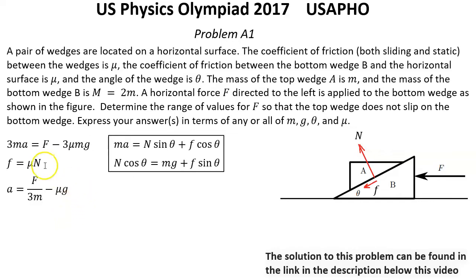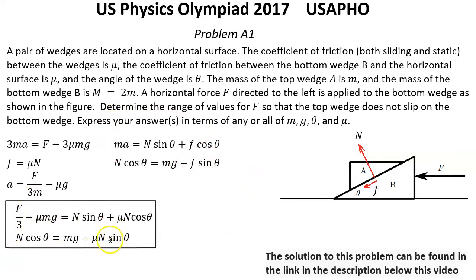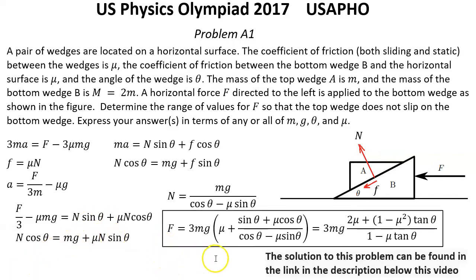Now we can put these expressions into our equations for motion of this top wedge, and we have these 2 equations. From the second equation we can express normal force, which is equal to this expression. And now we can insert this expression here and finally find the maximum possible force F. That will be this expression, and after some reductions we have this answer. This is the answer for maximum possible force F.